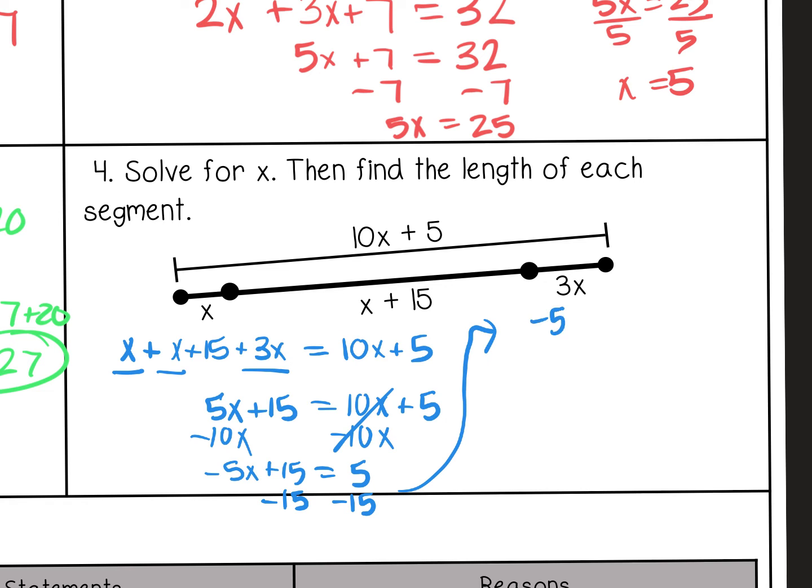So negative 5x equals, so my 15's cancel. 5 minus 15 is negative 10. Divide by negative 5. So x equals a positive 2. So if x is 2, then this piece is 2. The middle piece, we're going to do 2 plus 15 to get 17. And our end piece, we'll do 3 times 2 to get 6.